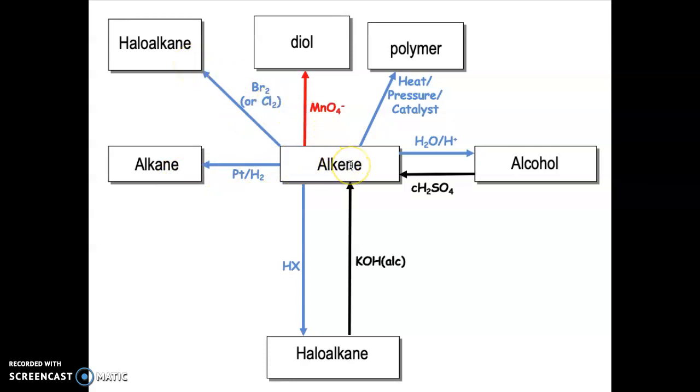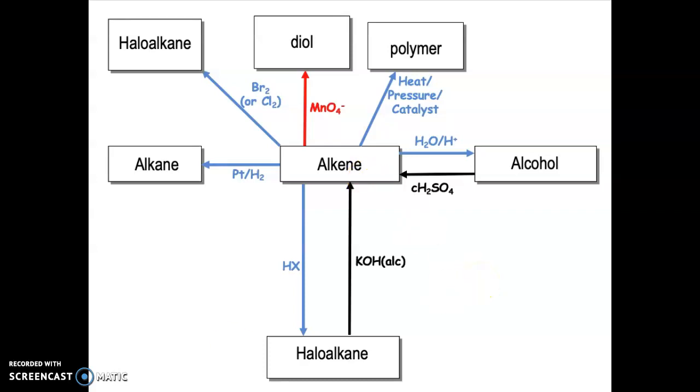If you undergo polymerization, you make a polymer. If you add water, you make an alcohol. And if you add HBr or HCl, then you'll get a haloalkane. So the X here represents a halogen atom. In a later video, I'll cover this reaction here. The reason it's different with the red arrow and not the blue is it's not an addition reaction, it's an oxidation reaction. It does involve the double bond breaking, but two OH groups add on. And we'll talk about these black arrows in later videos.